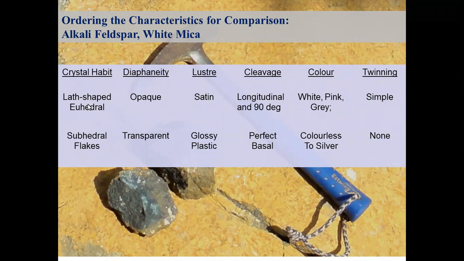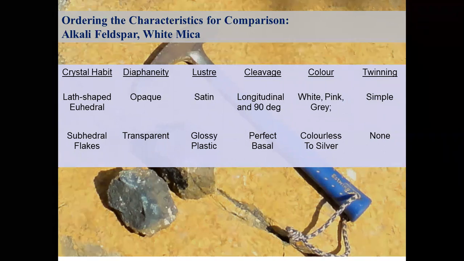And this first row is the alkali feldspar row. The second one is the mica, the white mica row. So that's now putting a little bit more order into all this information that we are beginning to accrue in terms of the properties of these various minerals.